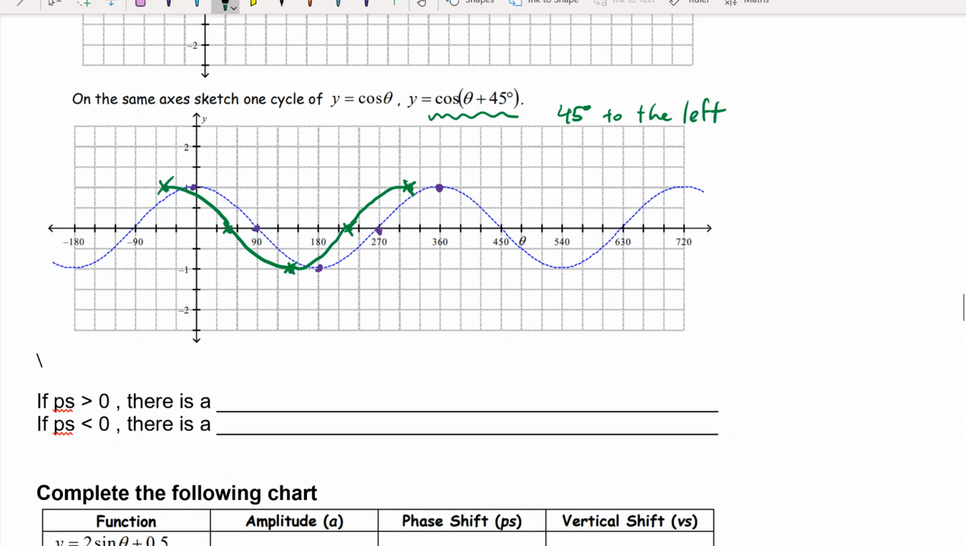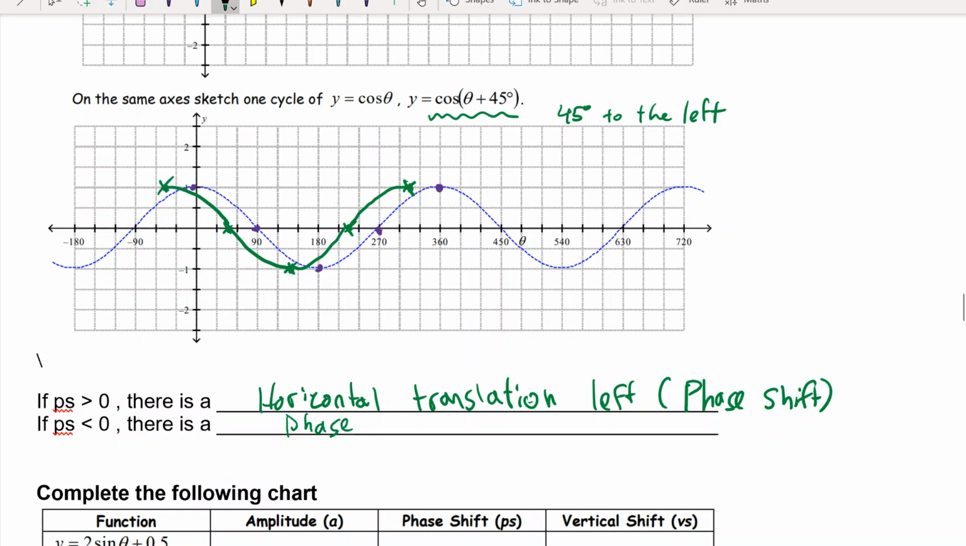There we go. So if the phase shift was positive, if there's a positive in our brackets, there is a vertical translation to the left. You can call it vertical. I meant horizontal. There is a horizontal translation to the left, or you can call it a phase shift. And similarly, if it is negative in the brackets, then there's a phase shift right.